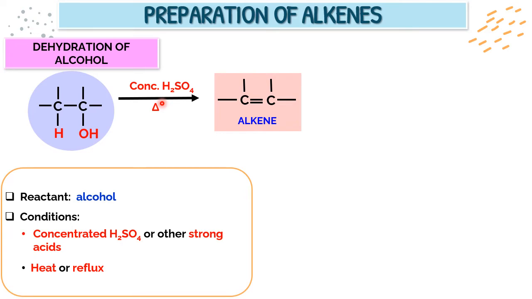Or if you don't want to put the triangle sign over here, you can just simply write it down as heat, or you can also write down reflux, as long as it shows that there is a source of heat. Okay, so what will be the product? From here, the product that you will get is an alkene, of course, the alkene that we want to produce.